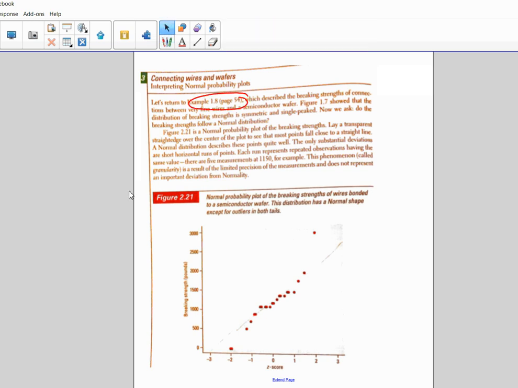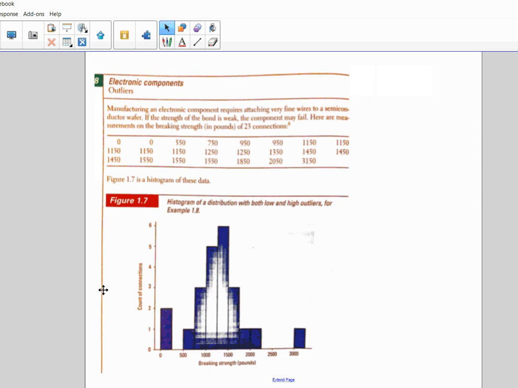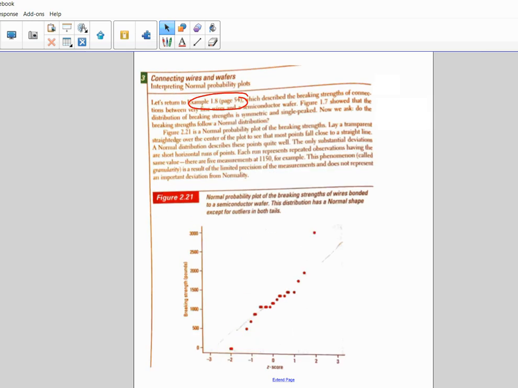So here's the data on page 54, and they made a nice little histogram for you. You can see that it is approximately symmetric, and you might have 2 outliers, right? Or really 3 outliers, but we think that it's symmetric, so is it normal? Well, we can go back and we can make this normal probability plot using your calculator. I'll show you how to do that in just a second, okay?